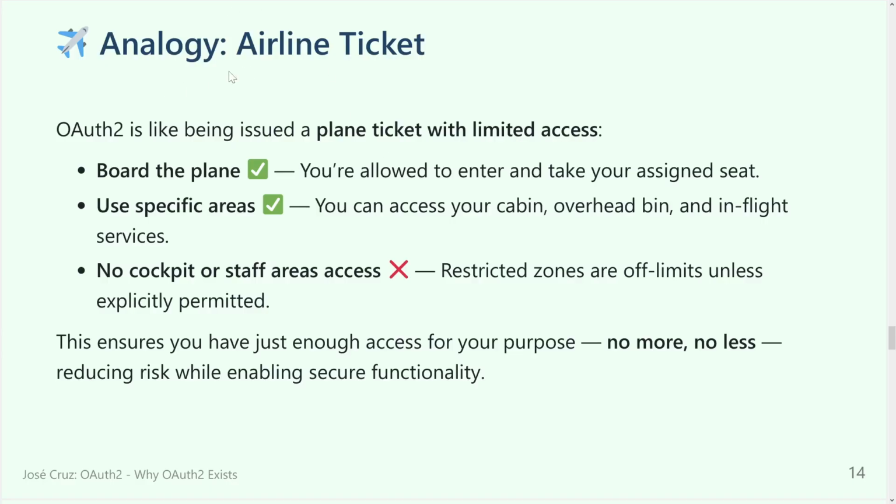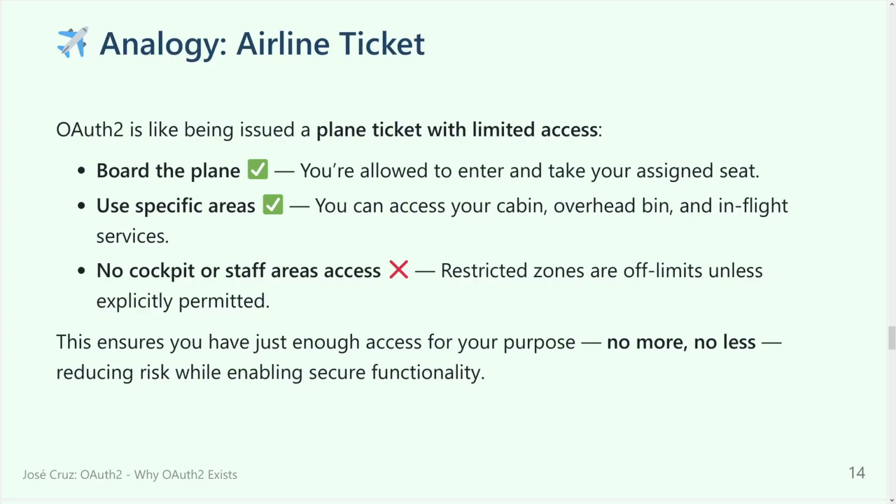So in analogy, imagine that you have airline tickets. OAuth2 is like being issued a plane ticket with limited access. You can board the plane, you are allowed to enter and take your assigned seat, first class, for instance, or tourist. It can be, let's say, your scope, even the specific place inside. Now you can use specific areas in the airport. You can access your cabin, again scopes, overhead bin, and in-flight services, again. All of these are scopes. No cockpit or staff areas access, restricted zones are off limits unless explicitly permitted.